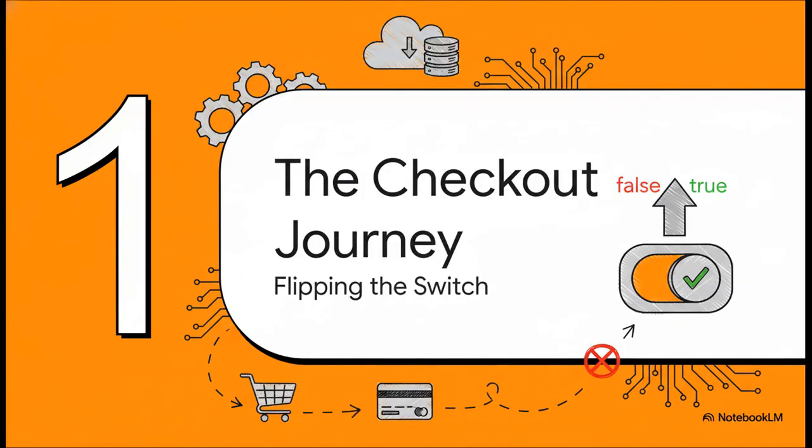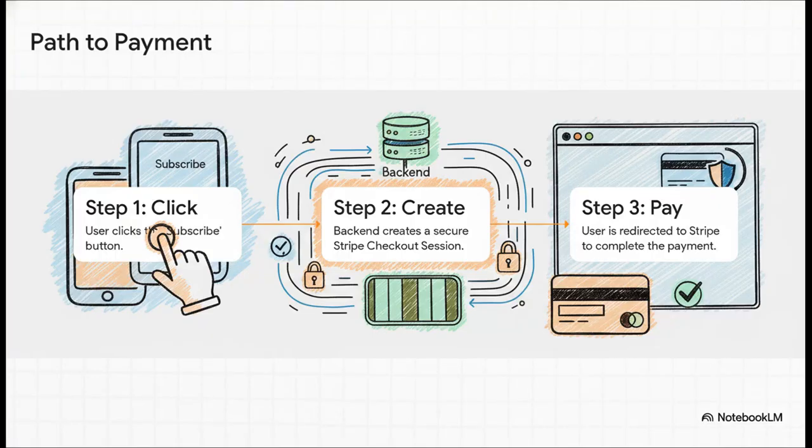Okay, so how do we get that switch flipped from false to true to begin with? Well, it all kicks off with what we call the checkout journey. So from your side, it seems pretty simple. You click the button, and our app's backend instantly gets to work. It creates a super secure temporary payment session with a payment processor, like Stripe, and then it kind of passes you over to their page to handle the sensitive stuff.